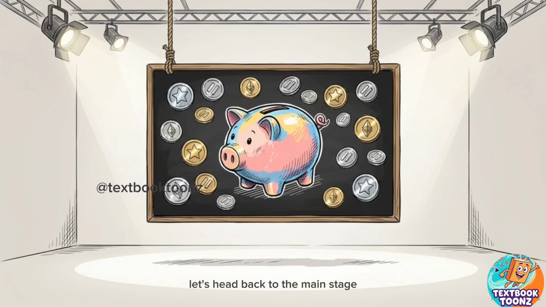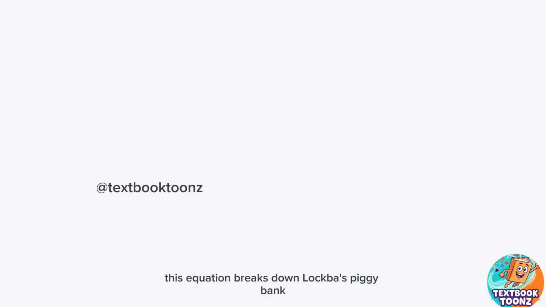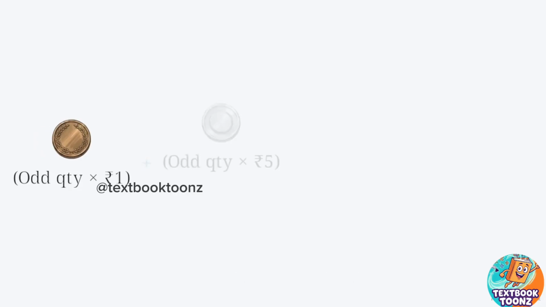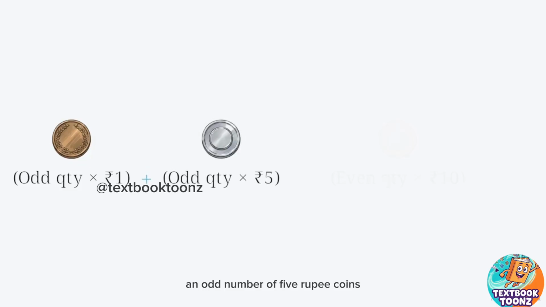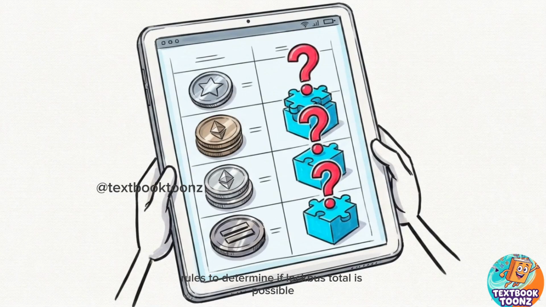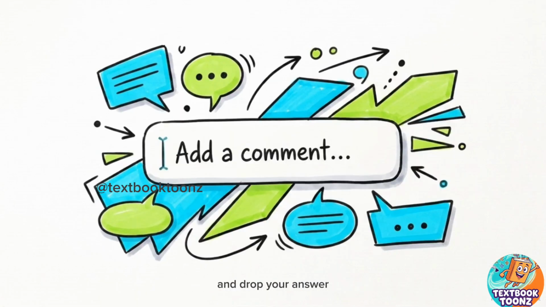Let's head back to the main stage for a final coin bank challenge straight from your textbook exercises. This equation breaks down Lakba's piggy bank. He has an odd number of 1 rupee coins, an odd number of 5 rupee coins, and an even number of 10 rupee coins. He claims the total value is 205 rupees. Use your parity addition rules to determine if Lakba's total is possible. Work through the odd and even coin values and drop your answer along with your reasoning in the comments below.